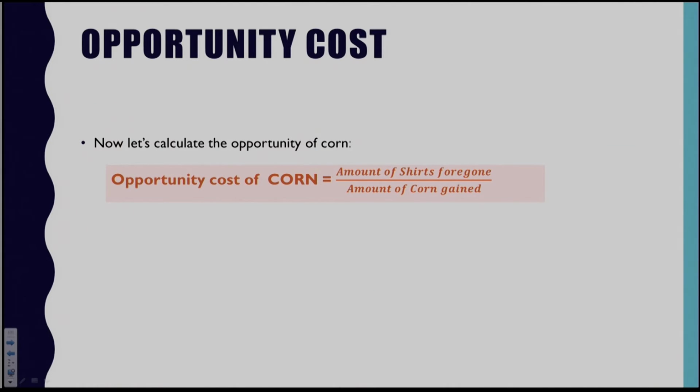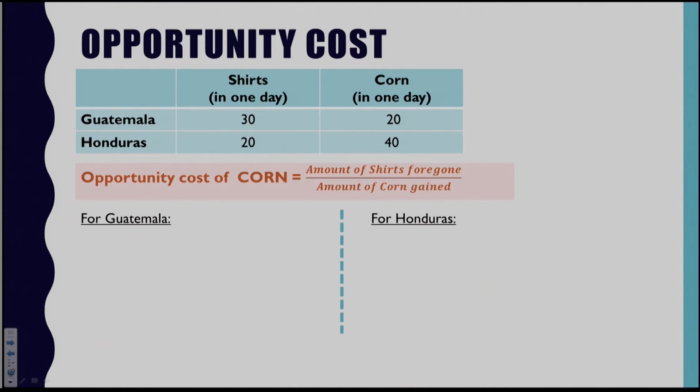Now let's look at the opportunity cost of corn. And of course, this is going to be shirts foregone over corn gained. So now you have the data in front of you, and I want you to do the same thing. I want you to calculate opportunity cost of corn for Guatemala on the left and for Honduras on the right. So take a moment and do those calculations.